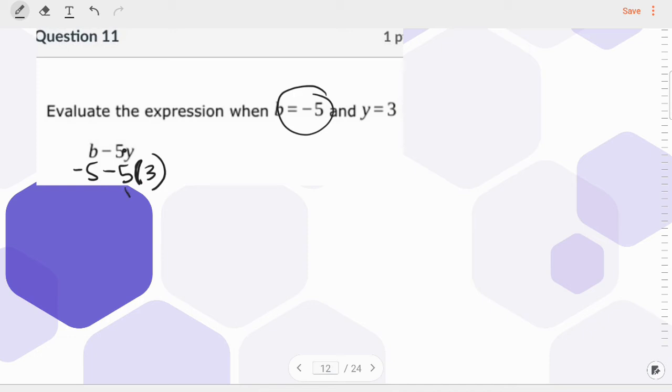Multiplication first. 5 times 3 is 15. So negative 5 minus 15, which gives me a grand total of negative 20.